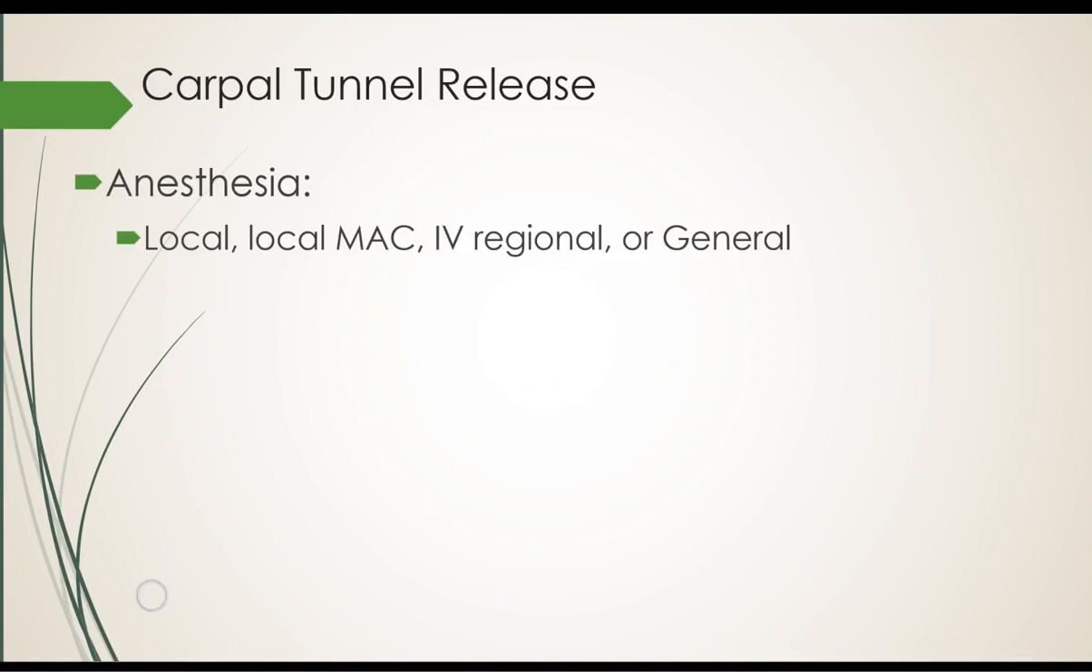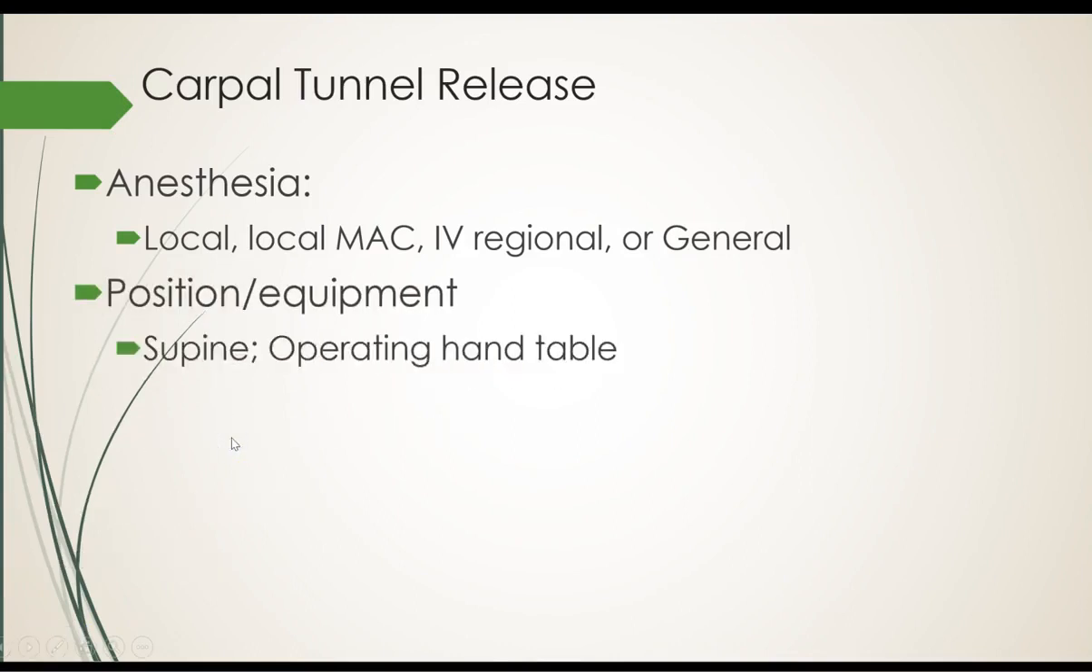All right, what kind of anesthesia can we use? Honestly, we can use every kind of anesthesia. We can use just plain local. We can do local with a MAC. We can do regional, such as a Bier block, and we can do general anesthesia. It depends on the patient, the surgeon, and of course the patient's comorbidities.